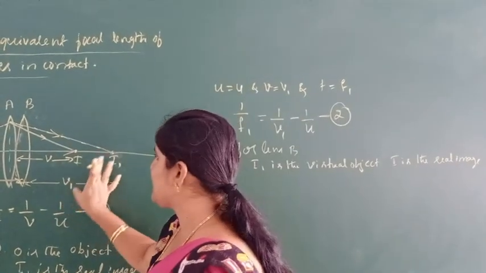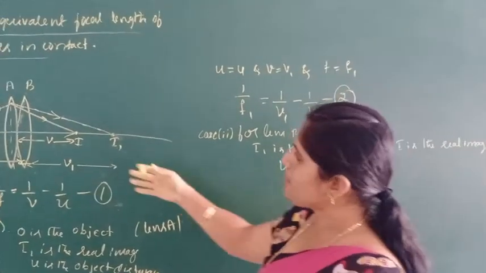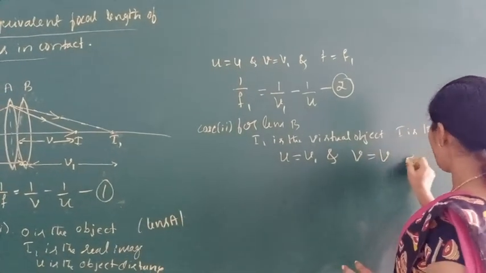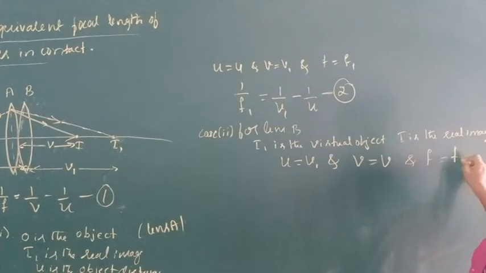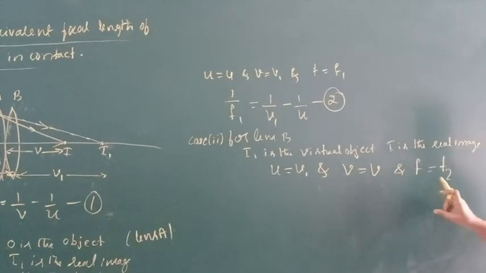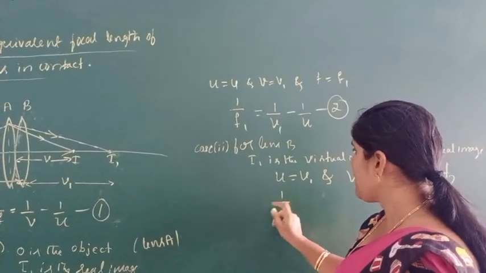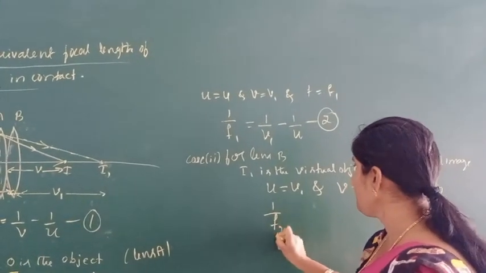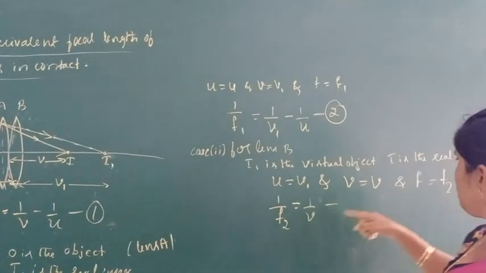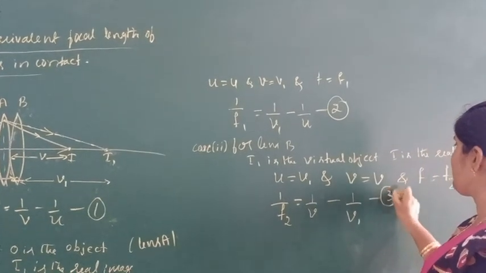Object distance is this, that is V1. That is U is equal to V1. And image is formed at I, that means image distance is V. So V is equal to V. And focal length for the second lens is F2. So we put U is equal to V1, V is equal to V, and F is equal to F2 in equation 1. You will get 1 by F2 is equal to 1 by V minus 1 by U. Instead of U, write V1, so 1 by V1. Call this equation number 3.